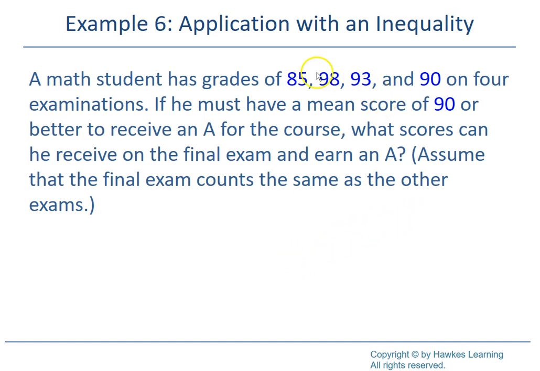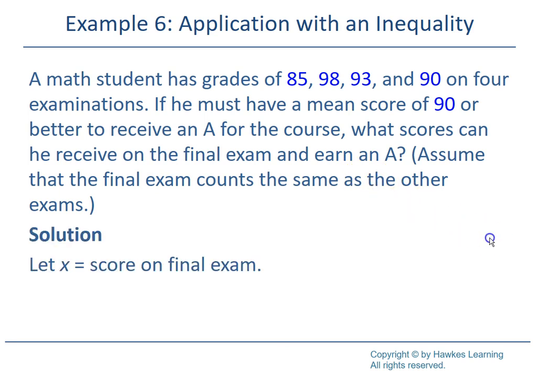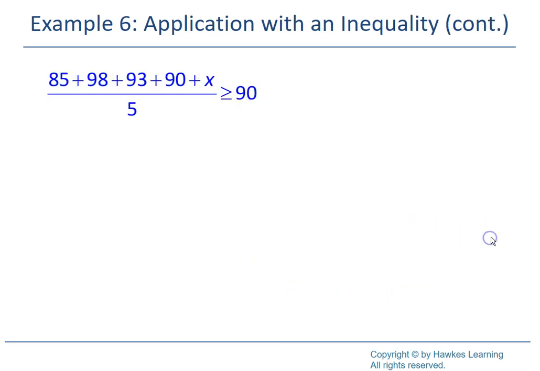Okay, let's take a look at this one. A math student has grades of 85, 98, 93, and 90 on 4 examinations. We did one like this earlier. If he must have a mean score of 90 or better, so he wants to have greater or equal 90 or better to receive an A for the course, what score can he receive on the final exam and earn an A? Well, we'll use this because it's one we've done already.